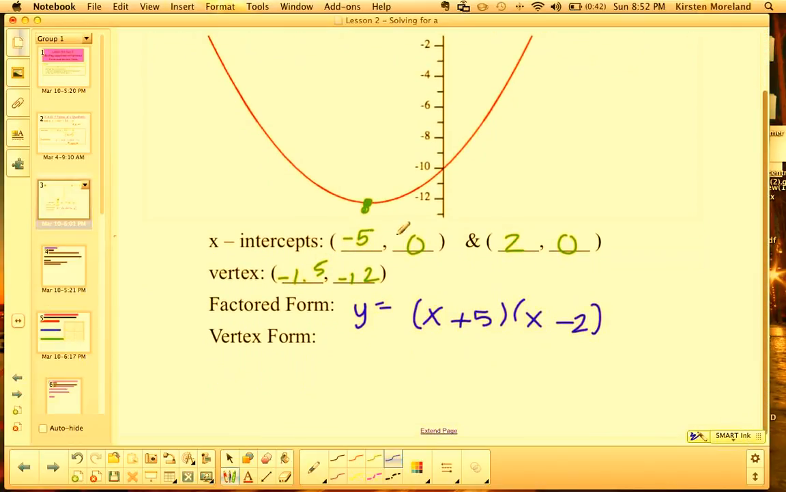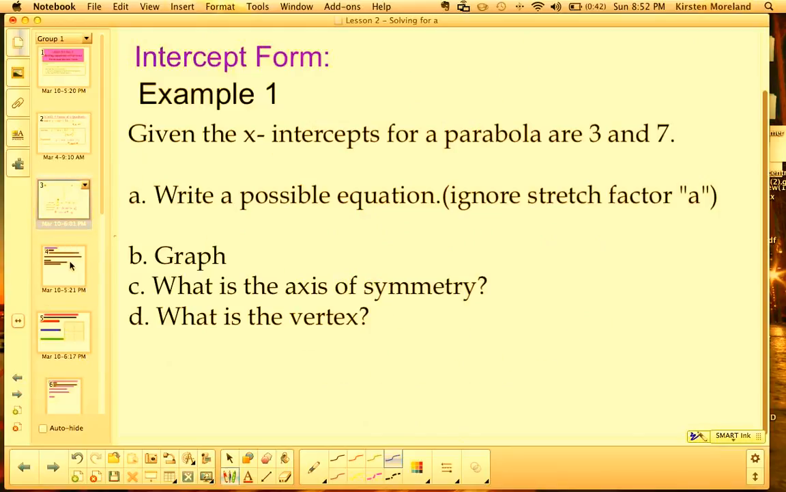And then the vertex, it looks like this graph went left 1.5 and down 12. So if I want to say it went left 1.5, I really write plus 1.5, and that's squared because it's my vertex form. And then it went down 12, so I write a -12. Again, we're not worried about whether it has a number in front yet. That's what we're going to focus on today.